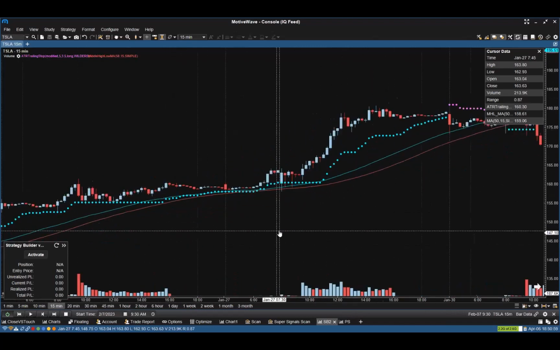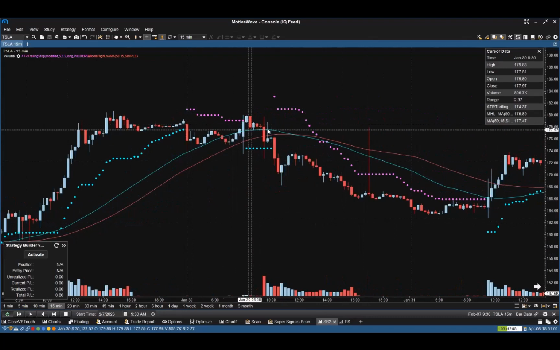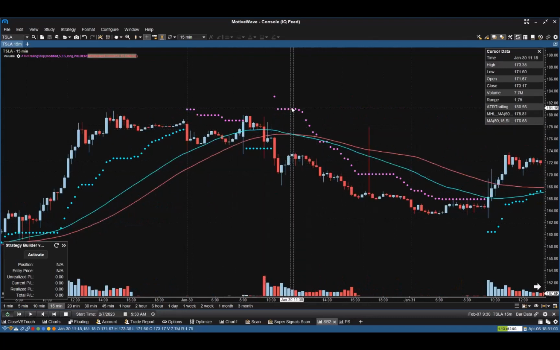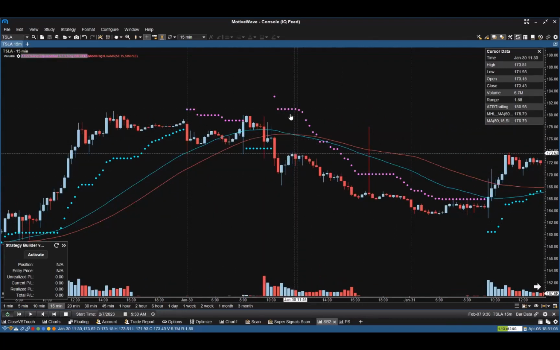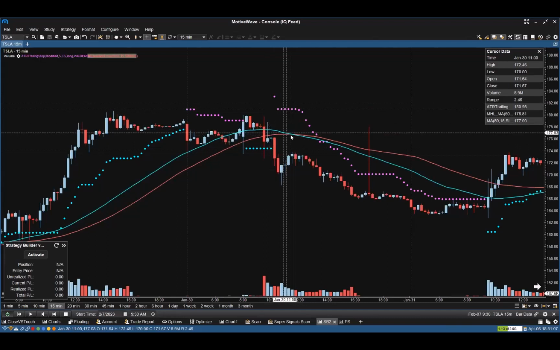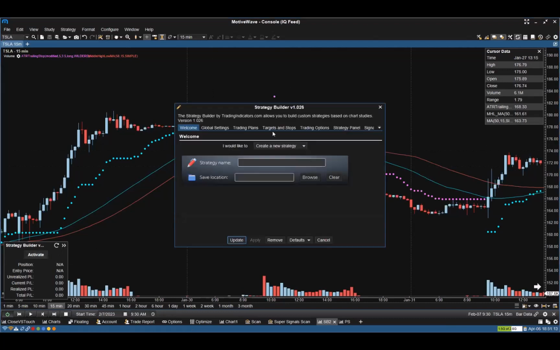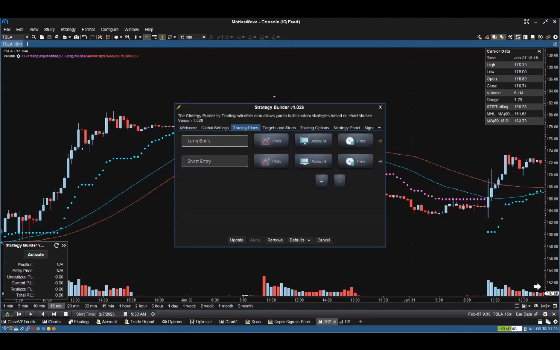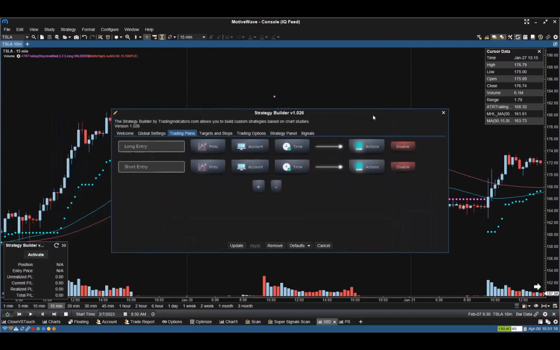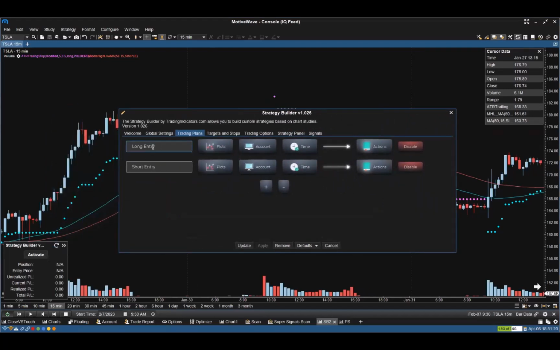We would have never closed it until we were here, which was now the close price is below the trailing stop and the blue line crossed below the red line. We would have a short entry. So it's a reversal strategy. We're not doing targets and stops. So I'll open up the strategy builder here and I'll show you how I set that up. So I have 2 trading plans, one for my long entry and one for my short entry.